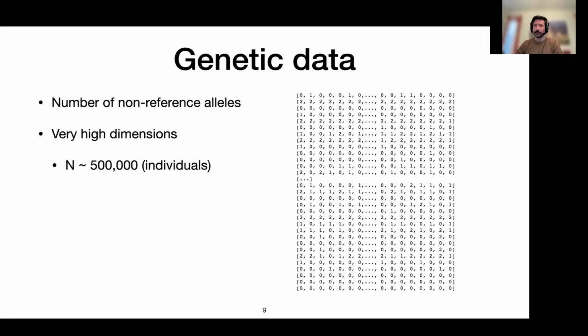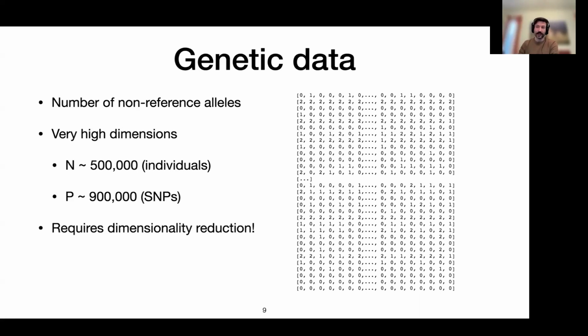You might have something like the UK Biobank, where you have 500,000 or so individuals, and then you might have a genotype array of like 900,000 single nucleotide polymorphisms. So this does require dimensionality reduction if we want to do any sort of meaningful analysis on it, because it's just a ton of signal to parse.